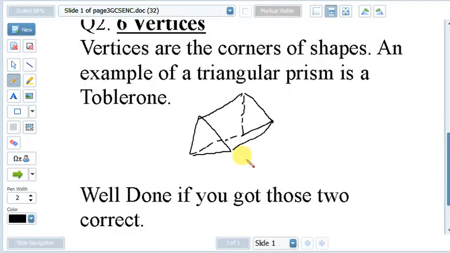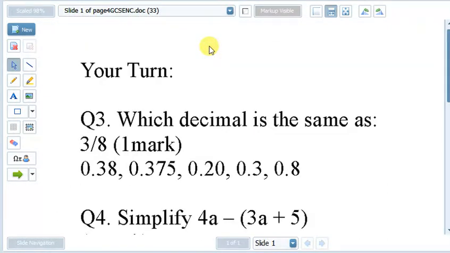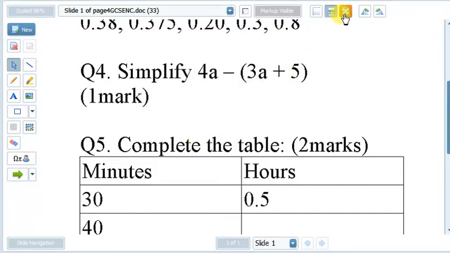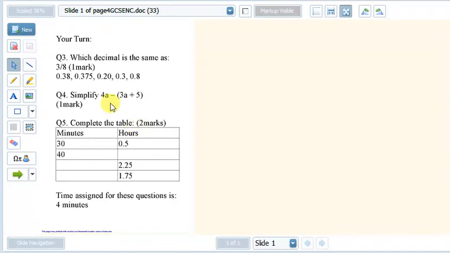So well done if you got those two correct. And now we've got to move on to question 3. So question 3. Which decimal is the same as 3/8? Question 4. Simplify 4a minus bracket 3a plus 5. And question 5, if you can complete the table that you see in front of you at the moment, please. Okay, so I've assigned 4 minutes for you to have a go at these 3 questions. So good luck, and I'll see you again in 4 minutes.